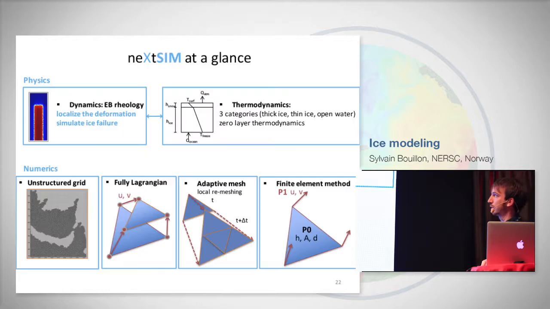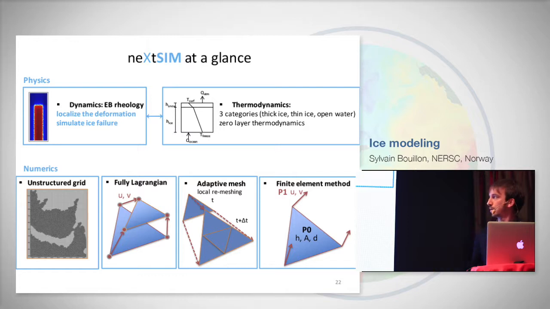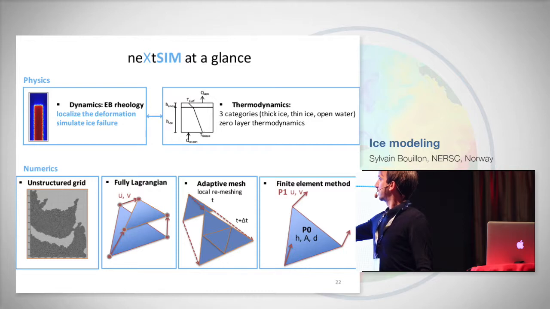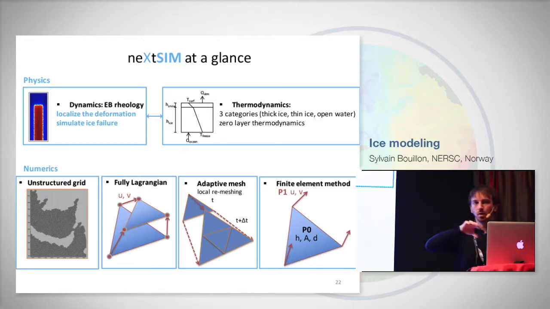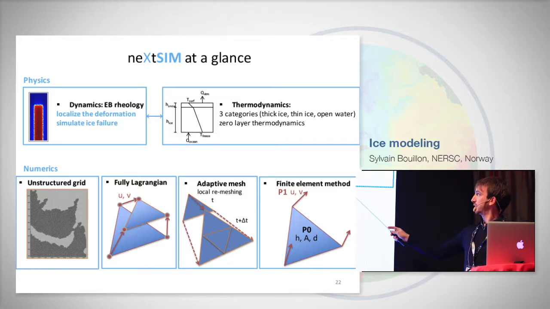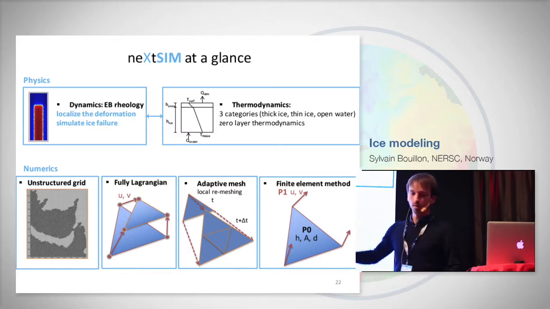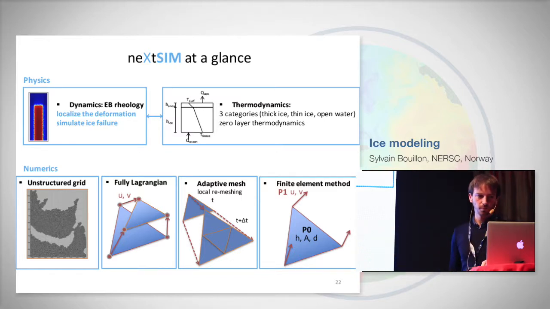To continue, we had to add the thermodynamics because sea ice melts and is formed by freezing. So we have a simple model with only three categories. Instead of representing the whole ice thickness distribution, we only have one value for the thick ice, one value for the thin ice, and one value for the open water for each cell of the model. It's a very simple thermodynamic model with no heat content. It's maybe even a bit too simplistic.